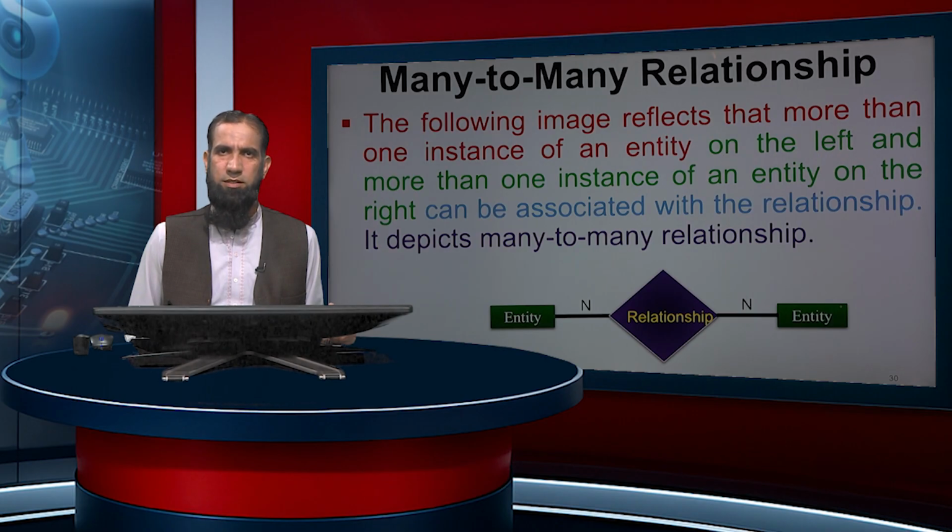The diagram here reflects a many-to-many relationship, written as M-to-N. This means that more than one instance of the entity on the left can be associated with the relationship, and at the same time, more than one on the right side. For example, in a university database, many students can enroll in many courses, and each course can have many students. Similarly, in a retail system, many products can be supplied by many suppliers. So this image clearly depicts a many-to-many relationship.